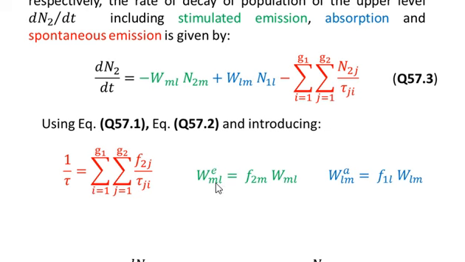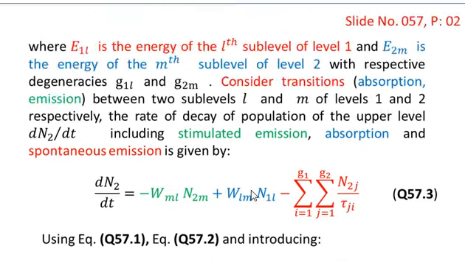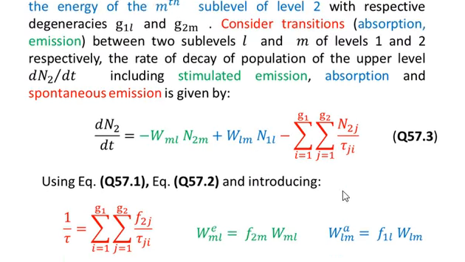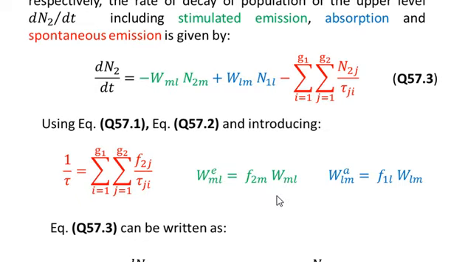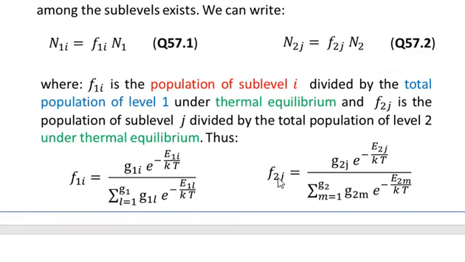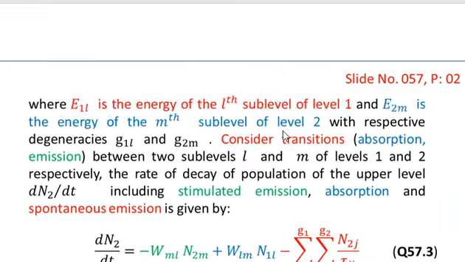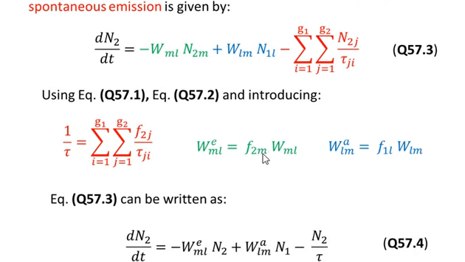So this is the transition rate from level M to level L in the emission process, that is equal to F2M into WML. And you know that F2M is what we can generally define from over here. Since we have defined F2J, replacing J with M, the rest of the things will be the same. So F2M has the same meaning as F2J. In F2J we are talking about the jth sublevel of level 2, and in F2M we are talking about the mth level of level number 2.